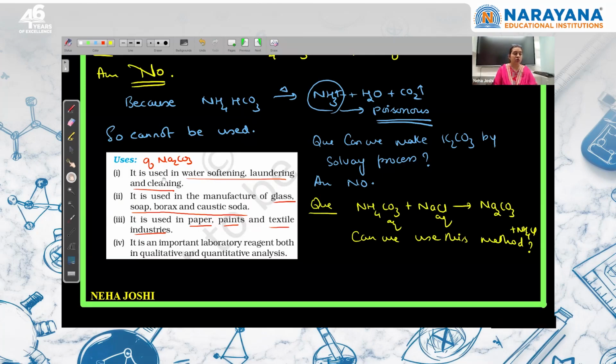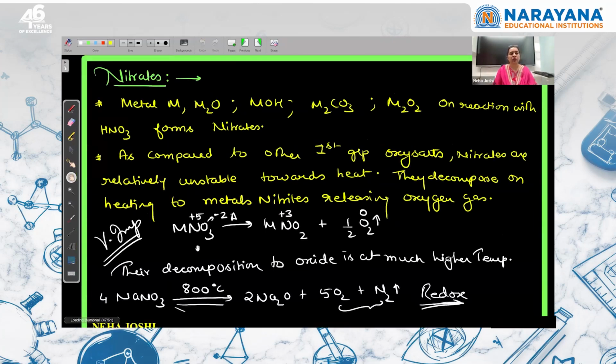I have added the uses also. It is used in water softening, laundering, and cleaning. It is used in manufacturing of glass, soap, borax, caustic soda, used in paper, paint, textile industries, and of course, an important reagent in qualitative and quantitative analysis.